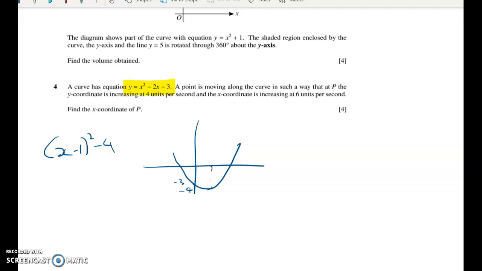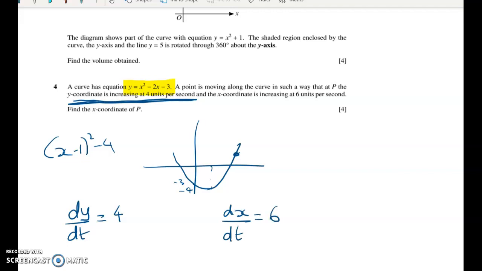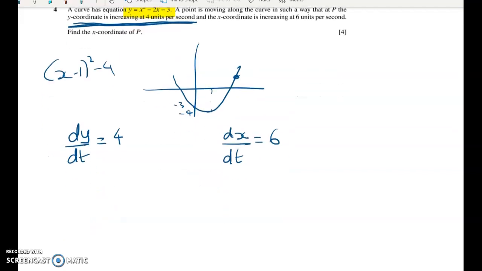Right, a point is moving along the curve in such a way that at P, somewhere on this curve, the y coordinate is increasing at 4 units per second. So you can think of that as dy by dt. So per second, y is changing by 4 units, and the x coordinate is increasing at 6 units per second. And if you look at that, hopefully you'll see a chain rule relationship. We need to find the x coordinate of P.